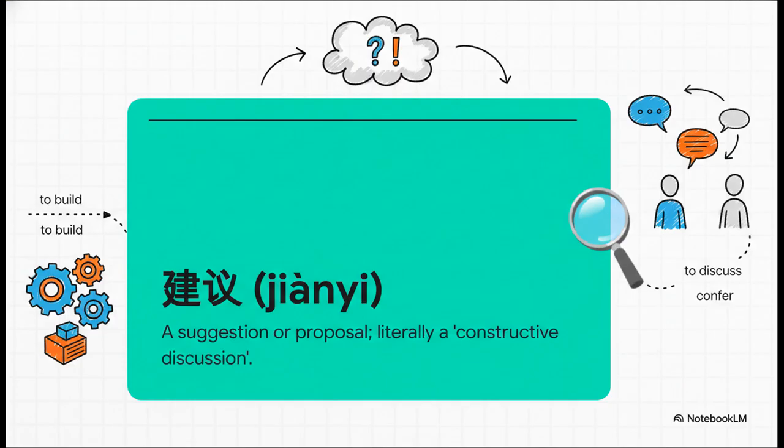So a 建议 isn't just an idea you kind of throw out there. It is quite literally a constructive discussion. Just think about that for a moment. How does that change your whole perception of giving feedback? See, it's not a monologue. It's a dialogue. You are building a conversation together. This implies a collaborative process, not some top-down critique. And that sets a completely different tone from the very beginning.